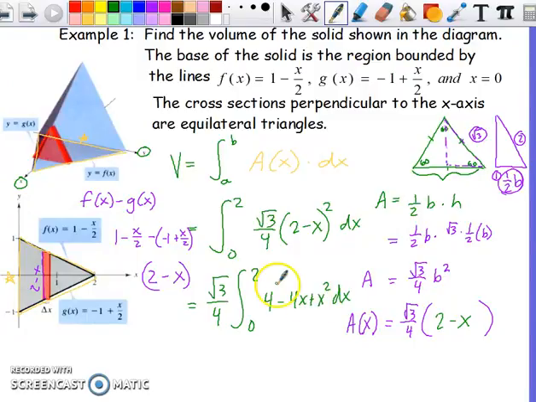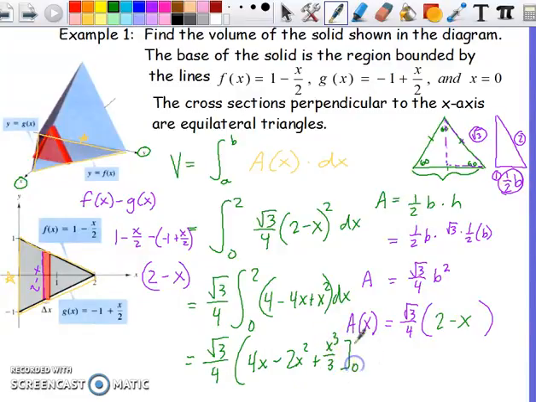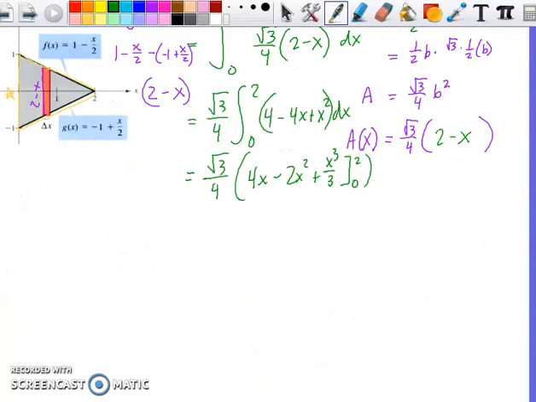This is a pretty convenient integral for me to do, so I'll go ahead and do that. It's going to be 4x, and again, I have to use the fundamental theorem of calculus here, minus 2x squared plus x to the third over 3. I'm going to evaluate that from 0 to 2. And again, conveniently one of the bounds is 0, so it's going to make my life a lot easier when I have to use the fundamental theorem and subtract the second side.